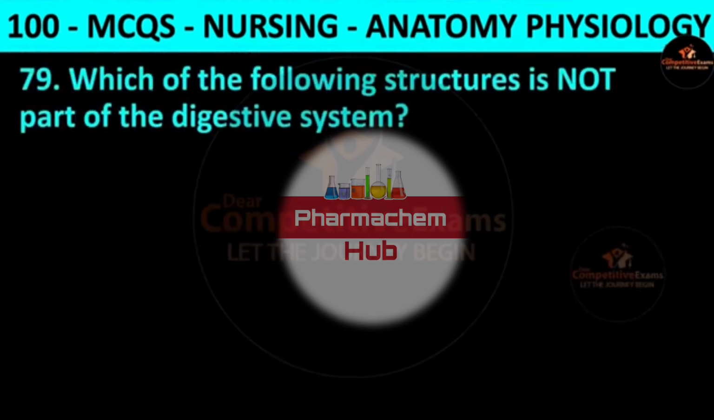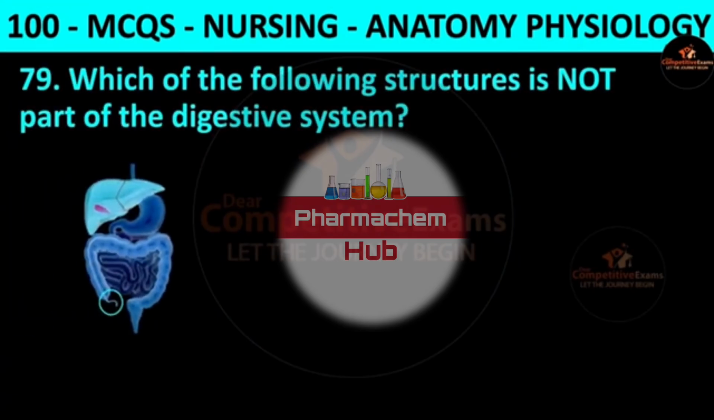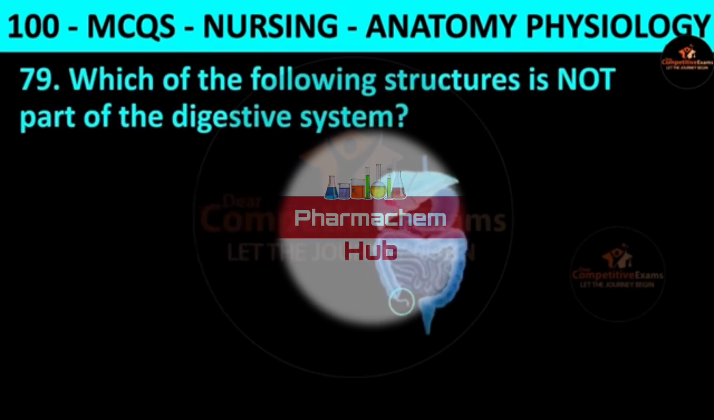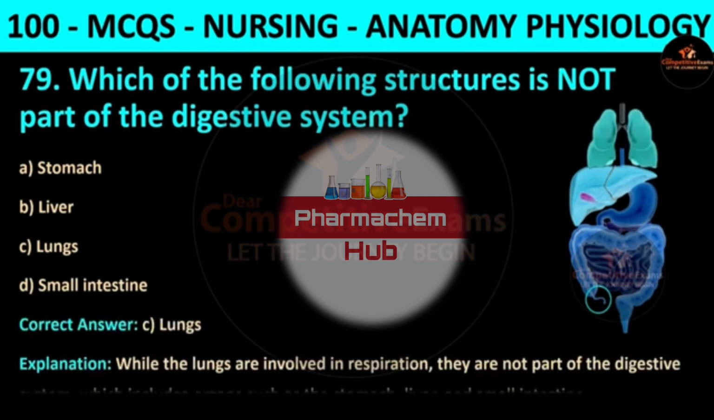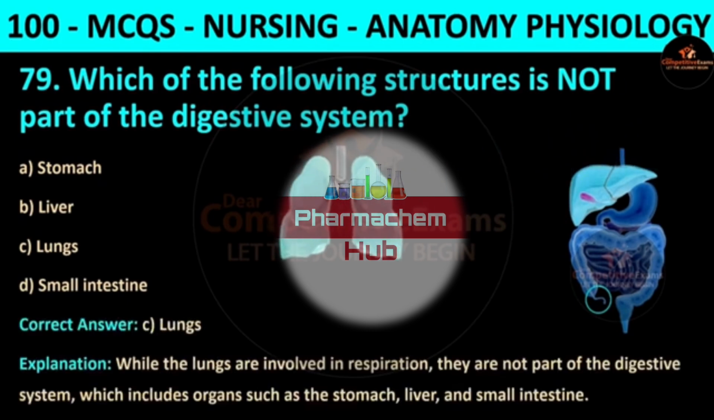Question number 79. Which of the following structures is not part of the digestive system? The options are: stomach, liver, lungs, or small intestine. The correct answer is C, that is lungs. While the lungs are involved in respiration, they are not part of the digestive system, which includes organs such as the stomach, liver, and small intestine.